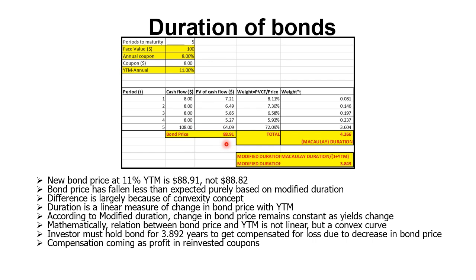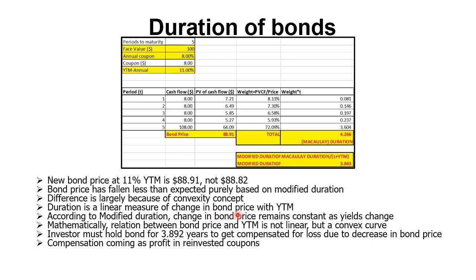So let's confirm this. As we see, the new bond price based on the 11% YTM is $88.91, not $88.82. The bond price has fallen less than what we expected purely based on the modified duration. As we will see later, the difference is largely because of the convexity concept.